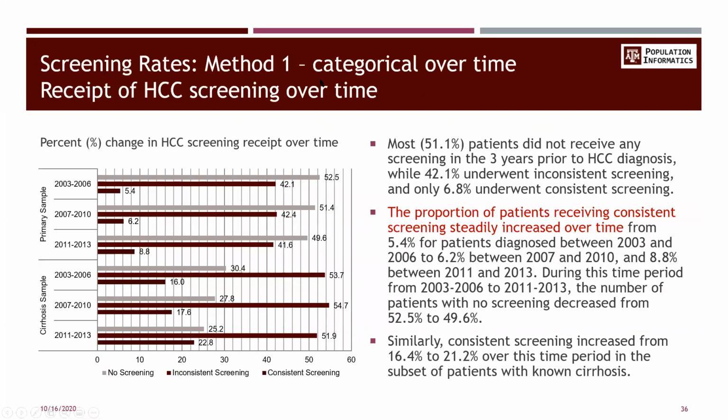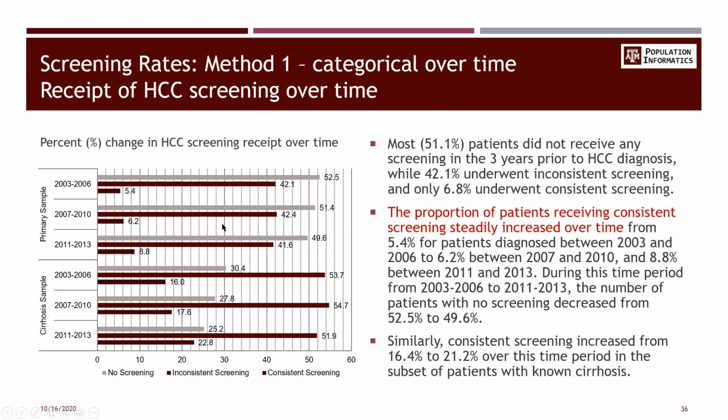So what do we find? The answer to the first question is descriptive. So let's look at this. The top 3 is primary sample results. The bottom 3 are cirrhosis sample results. We have 10 years of data. We cut it up into 3-year periods so that we can see trends in time. The longest light bar at the top is no screening. So in the earlier years, there's lots of no screening in the primary sample, and a little bit of improvement over time, but not by much.